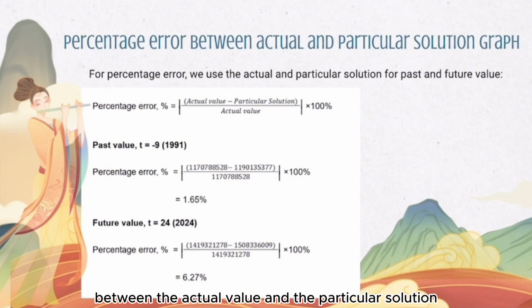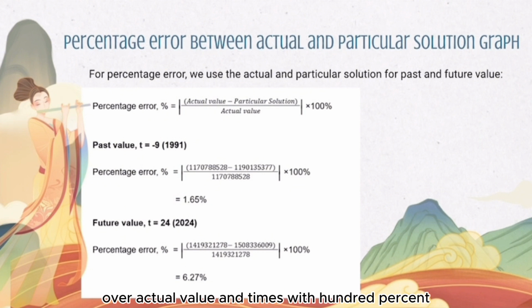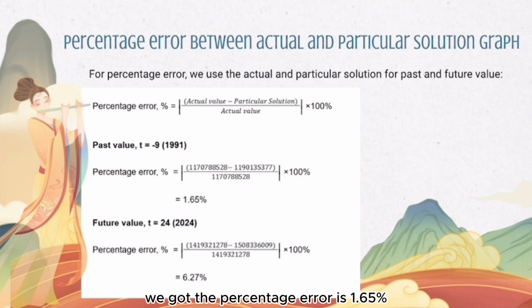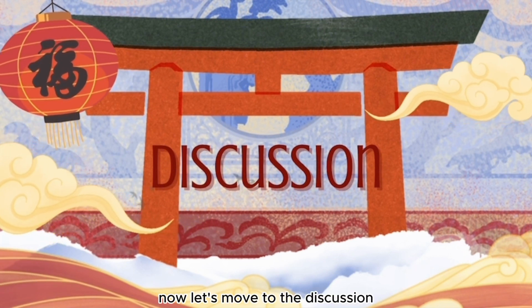To calculate the percentage error, we use the formula actual value minus particular solution over actual value, and we multiply by 100%. We got the percentage error is 1.65%. For the future value, we got the percentage error 6.27%. Now, let's move to the discussion.